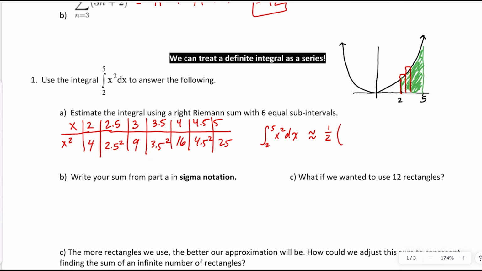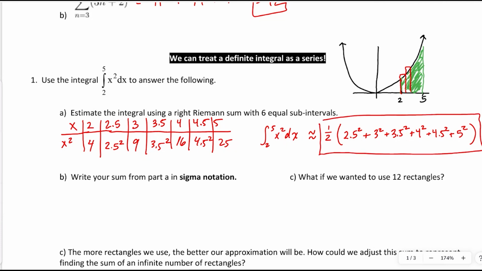And so we'll add 2.5 squared, plus 3 squared, which is 9. Maybe just to be on the safe side, we just say 3 squared, though if you write 9, that's fine. Plus 3.5 squared, plus 4 squared, plus 4.5 squared, plus 5 squared. That would be a pretty decent estimation.